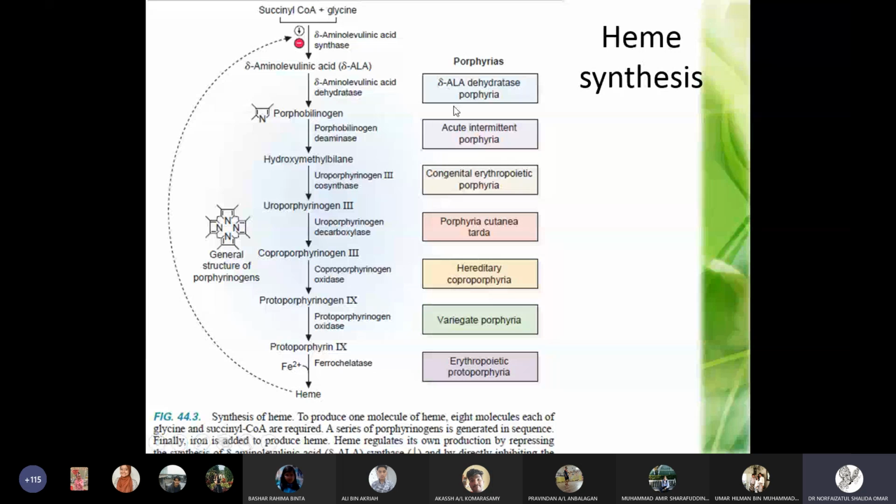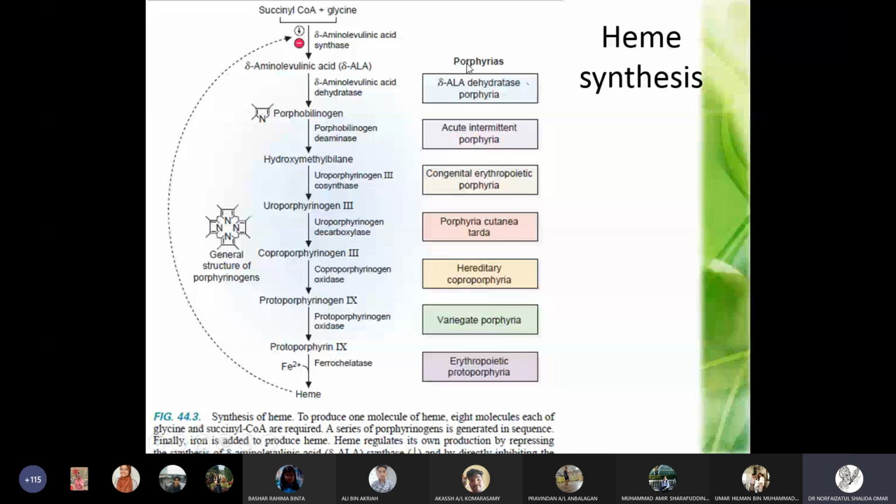And if there's a defect in any of these enzymes, it can cause the disease porphyrias. In general, there are different diseases depending on which enzyme is affected. Like if there's a deficiency of this enzyme, aminolevulinic acid dehydratase, it will cause this disease. But in general, all these diseases are called porphyrias.